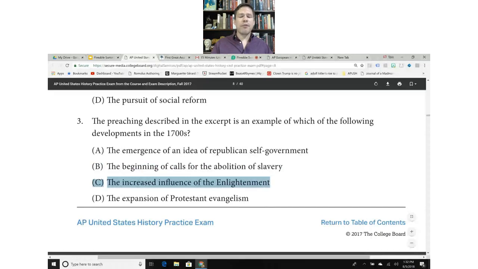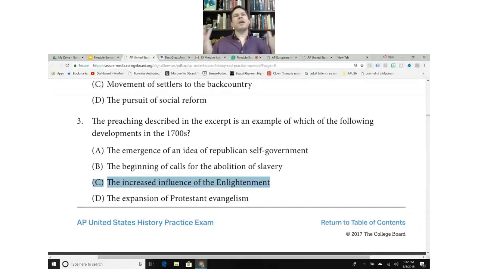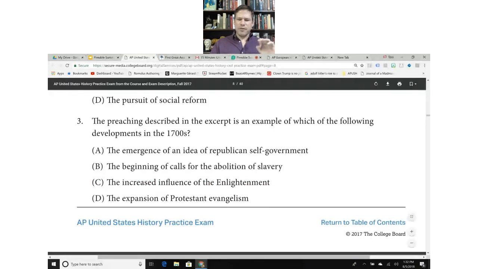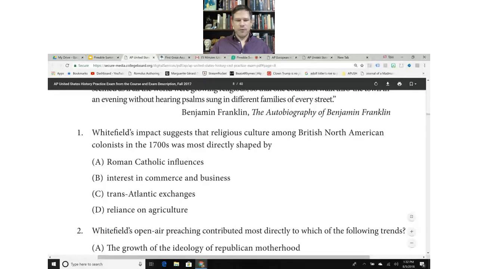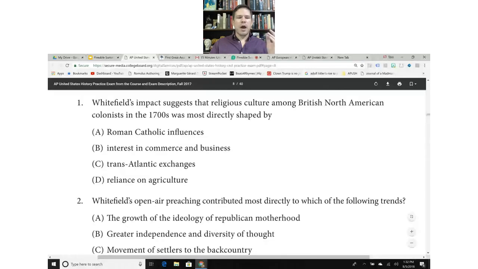The increased influence of the Enlightenment. Now, again, I think it's important, students would need to understand that the Enlightenment is a different movement altogether. Now, D, the expansion of Protestant evangelism. We go back to question 1, where it said something about Catholic influences, and so, the understanding of this as a Protestant movement.